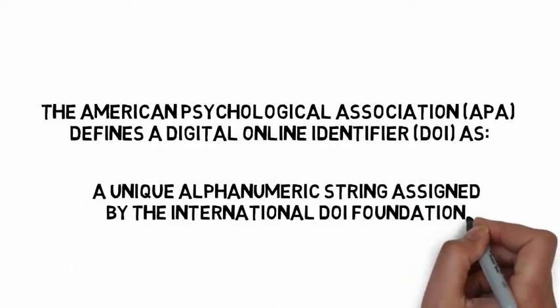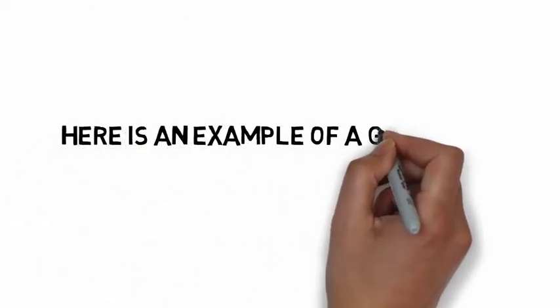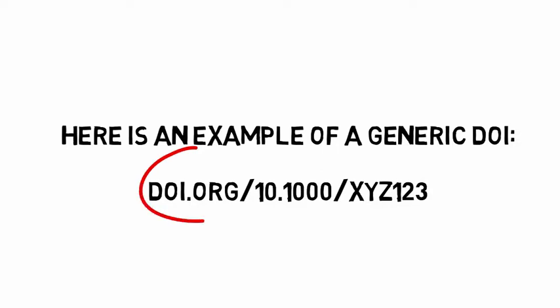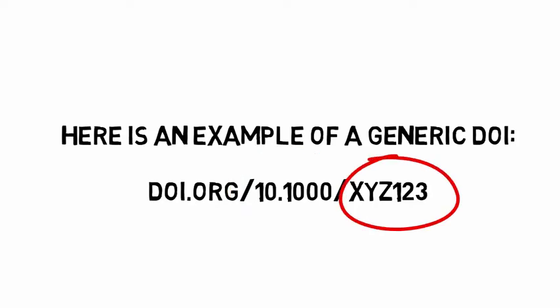Here's an example of a generic DOI. You can see that a DOI has three parts. The first part is doi.org followed by a backslash. The second part is a string of numbers followed by a backslash, and the third part is another string that can include numbers and letters.